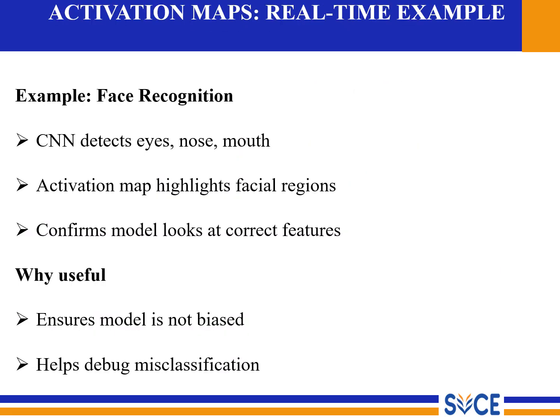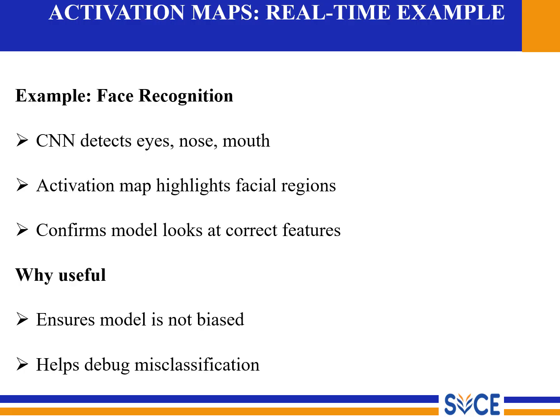The next one is face recognition with a real-time activation map. Consider a face recognition system as an example. When an image of a face is given as the input, the CNN processes it and identifies the key features like eyes, nose, and mouth. Activation maps highlight these regions, showing that the model is focusing on important facial features. So this confirms that the model is working correctly.